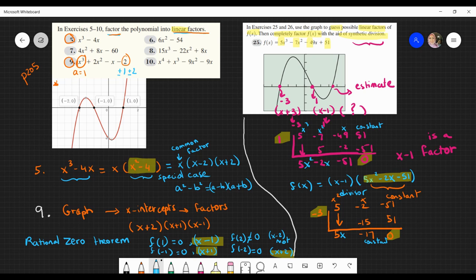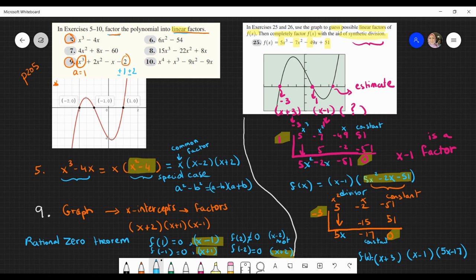Now, let's rewrite this in factored form. So f of x will have 3 factors. The x plus 3 and the x minus 1, both of which we were able to get from the graph, and by doing double synthetic division, or synthetic division twice, we got the third factor. So f of x in factored form will be x plus 3 times x minus 1 times 5x minus 17.